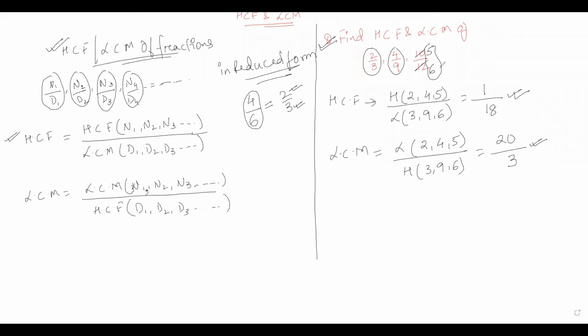In this particular case, if you don't reduce the fraction 10 by 12 to 5 by 6, you'll get the same answer. But in some cases, you may get a wrong answer. So that's why it is always advisable that whatever fraction you have, always try to take it in reduced form and then use this formula to calculate the HCF and LCM of the fractions.